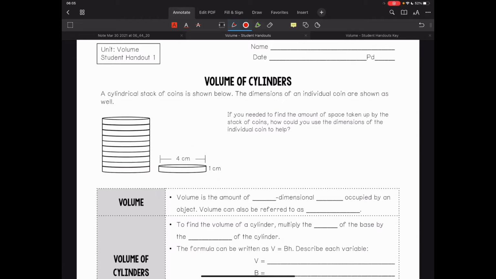In today's video, we're going to learn how to find the volume of cylinders and cones. There's nothing new really involved in this. We've learned everything we need already. We're just going to apply it in a different way. So what is volume? Volume is the amount of three-dimensional space occupied by an object. And sometimes volume is also referred to as capacity.